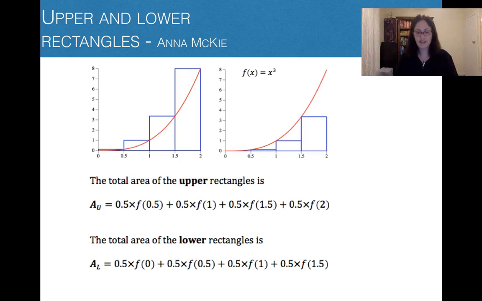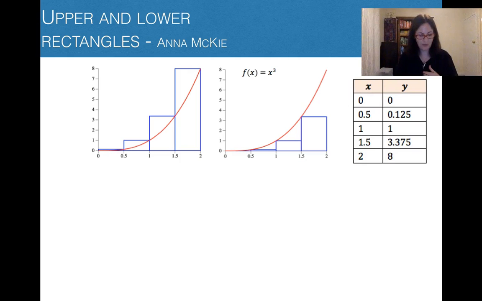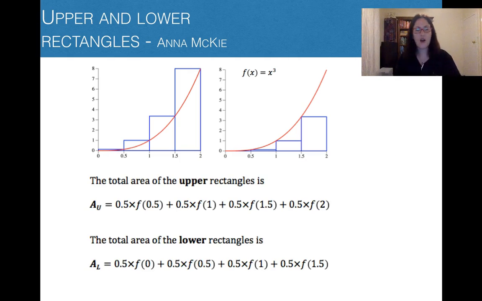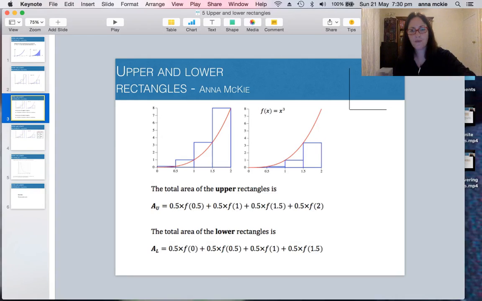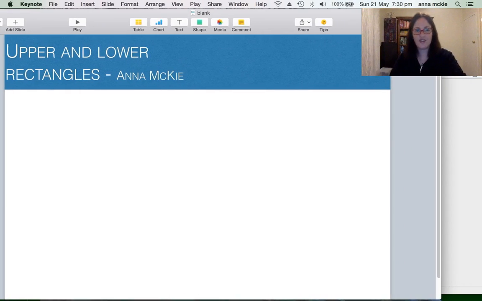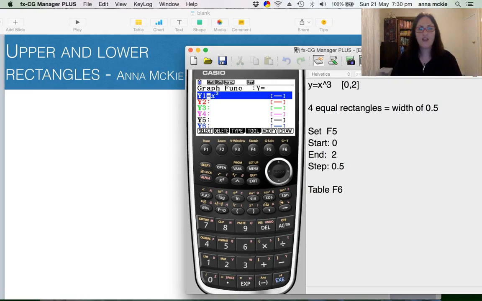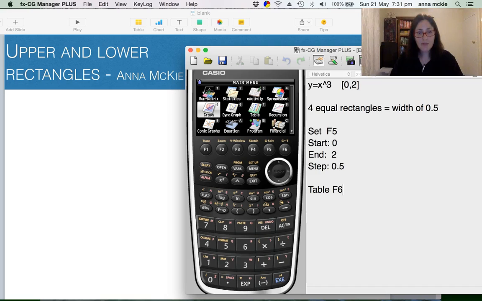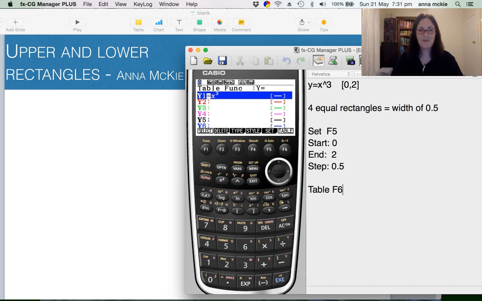So we're going to write this out ourselves so that we get into the habit of doing that. Actually, we're going to go to our calculators, and I'm going to show you in the table function how to write these numbers out quickly and easily. So off to your calculators. Here's one I prepared earlier. All right, so in your graph function, put y equals x cubed, and then back to menu, go into the table function. That's if you're on Casios.